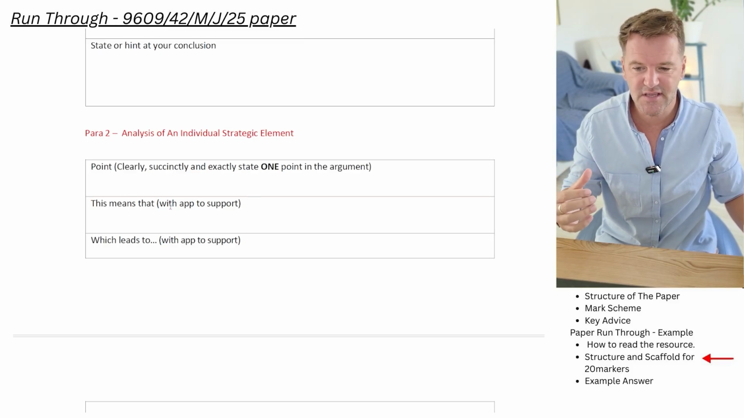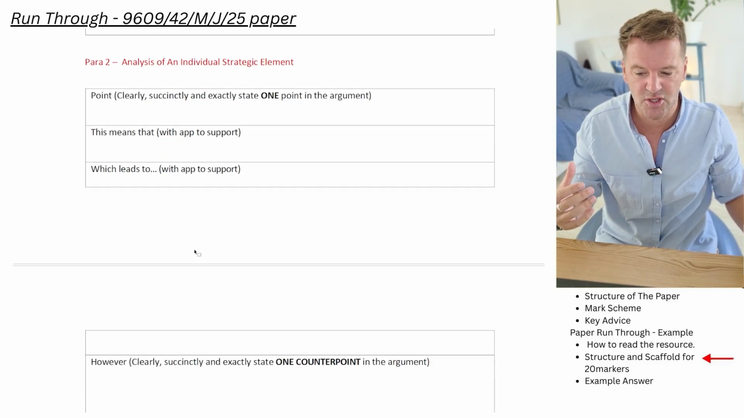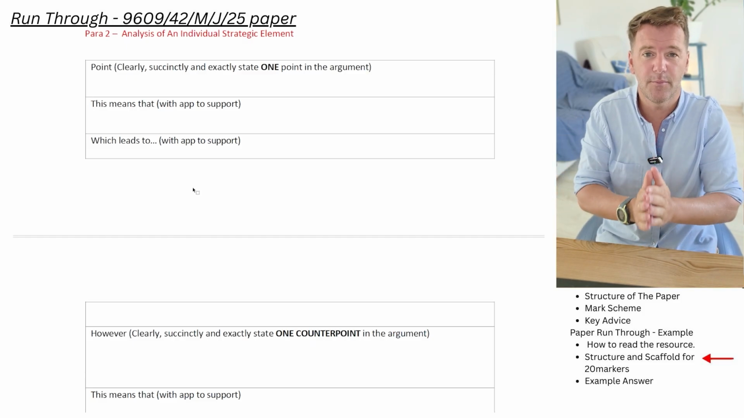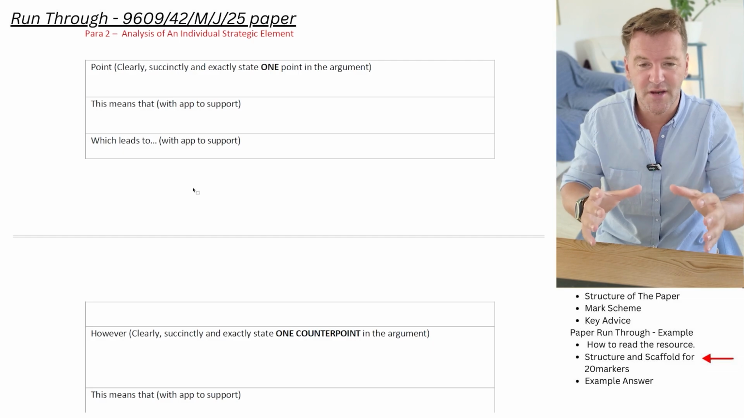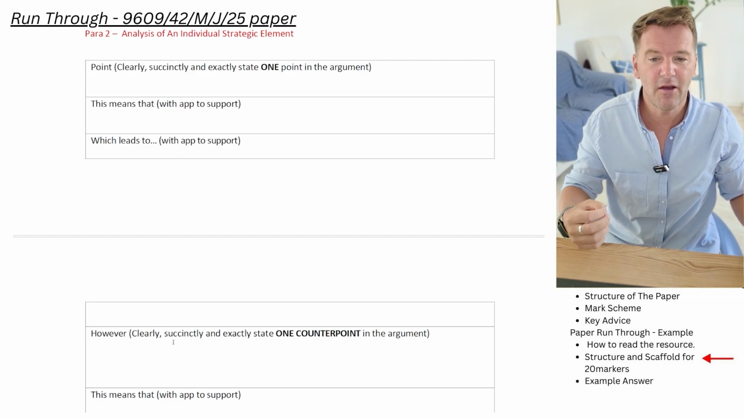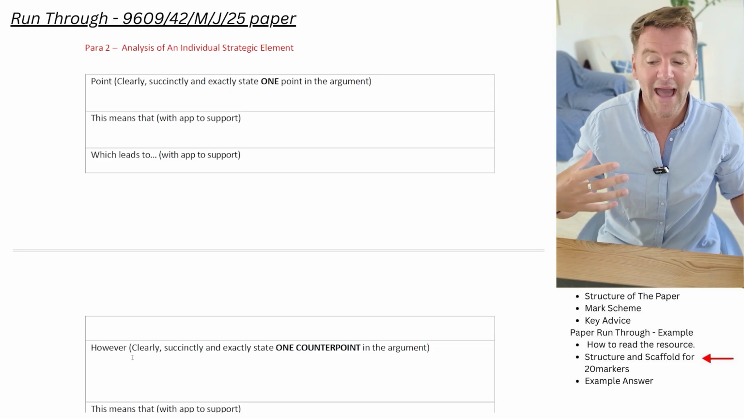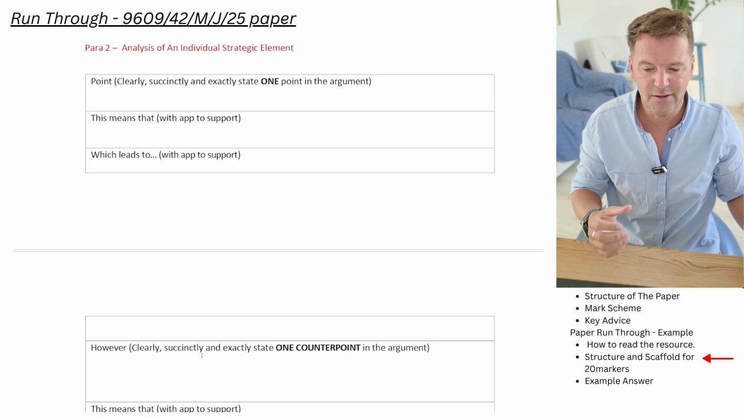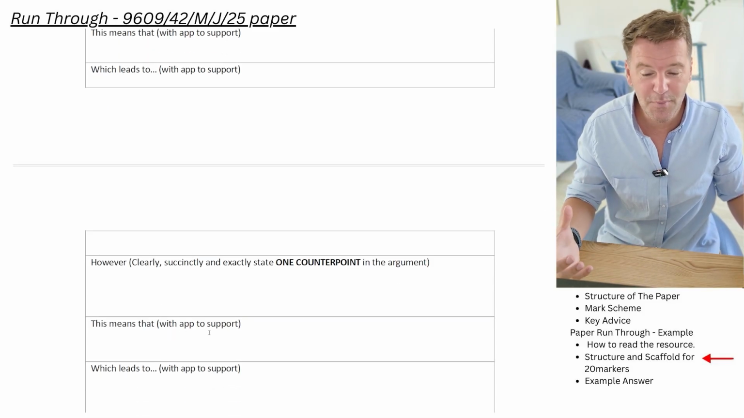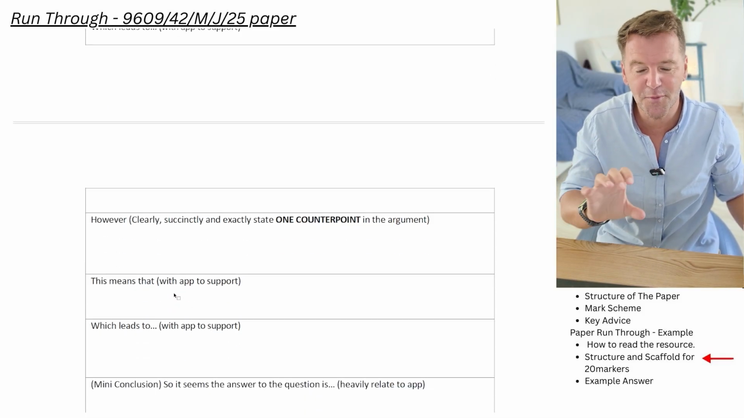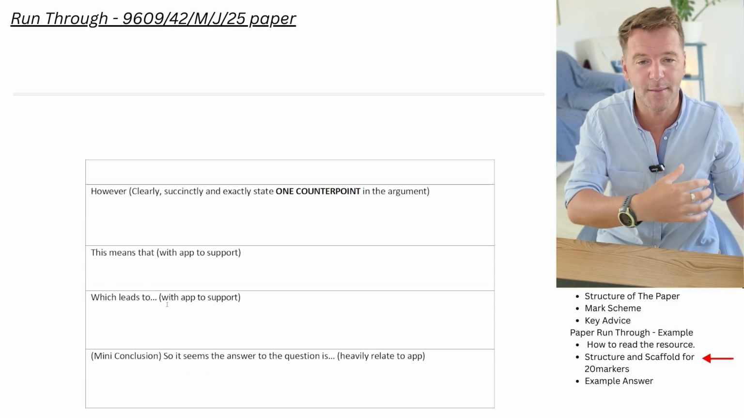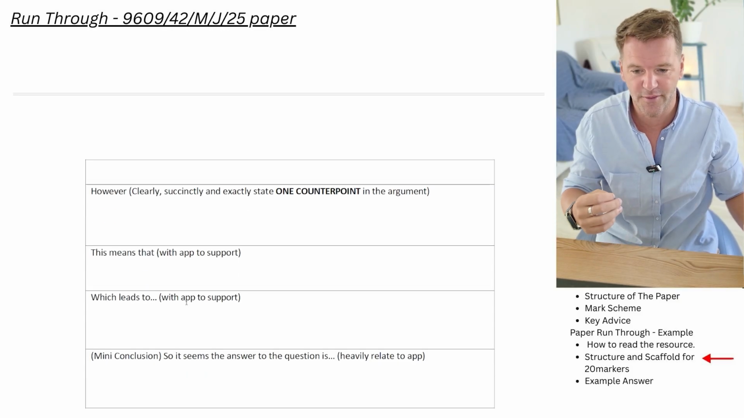Point, clearly, succinctly, this means that, which leads to. Now, I haven't put the full chain in here because they are really stressing the fact that they want the balance. So I've got 2 in the chain, and now I'm going within the same paragraph. However, because we need this counterpoint, I'm going to put the however in here. This means that, and I'm going to put 2 in the chain of the counterpoint against that. Again, I'll demonstrate what I mean later in the video with a question.